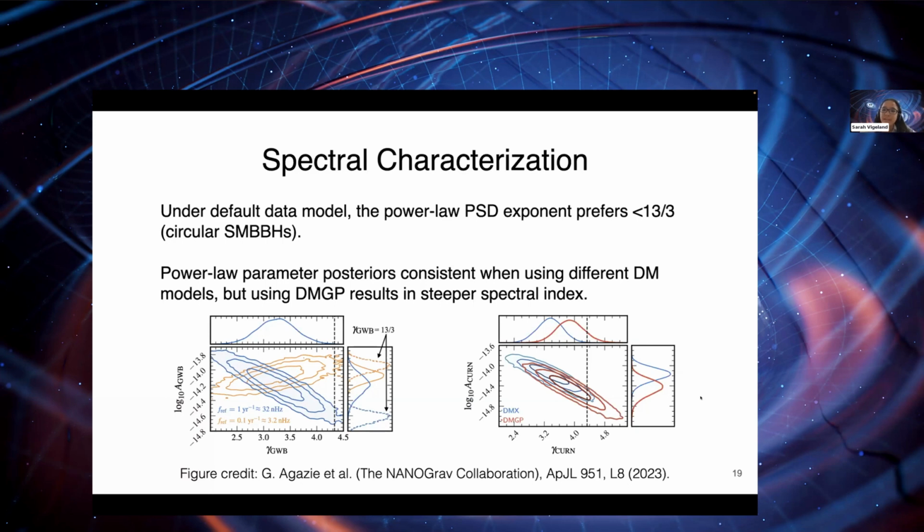There's two ways that we do this in the pulsar timing array world, and different choices lead to posteriors on the power spectrum that are broadly consistent. But if you model the dispersion measure variations as a Gaussian process, you do recover a spectral index that is more consistent with 13/3.